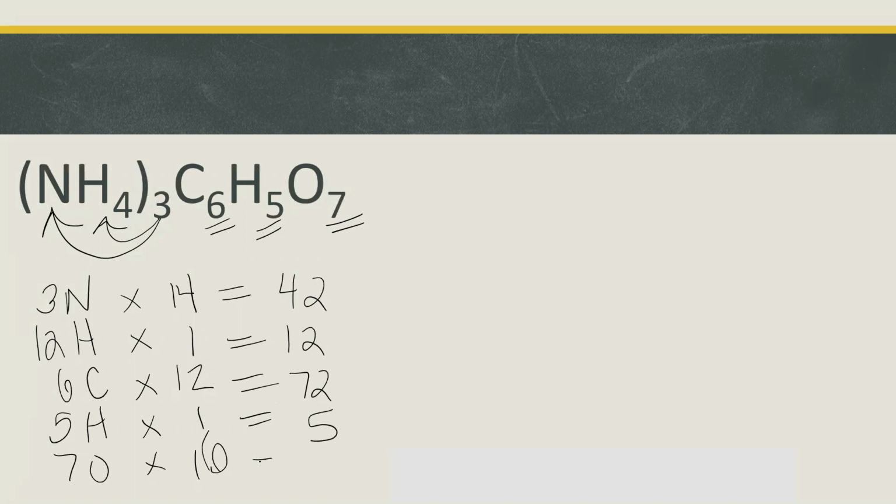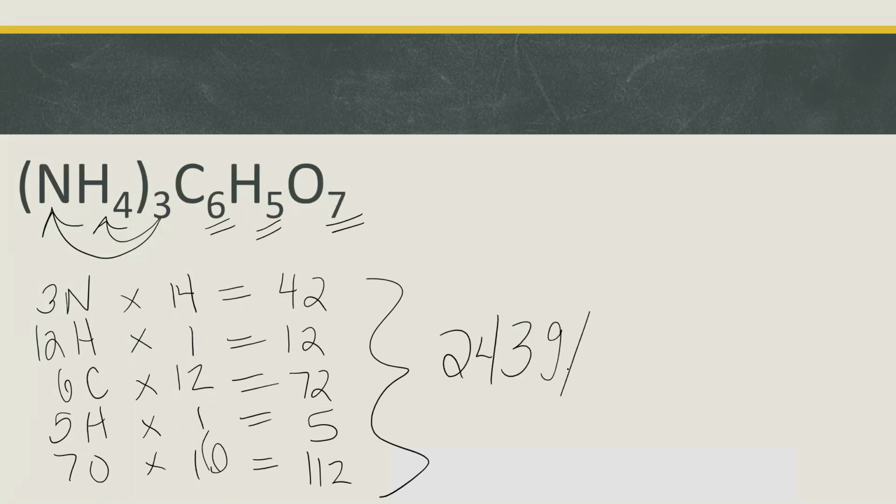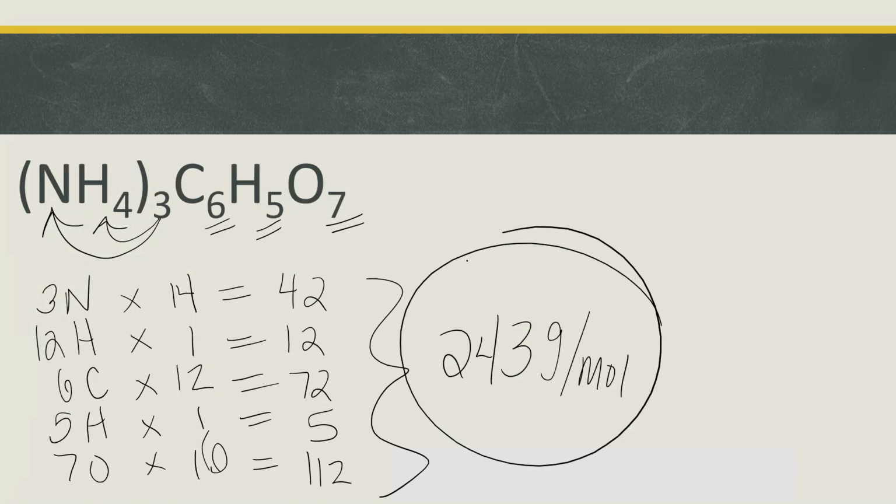You shouldn't be getting massive numbers, even if it's a big compound. Your numbers still shouldn't be out of control. All right, adding those all together, I get 243 grams over mole. Don't forget the unit. It counts for half a point every time. So that is molar mass. Counting atoms using subscripts, distributing when appropriate, and then finding the molar mass of a compound.